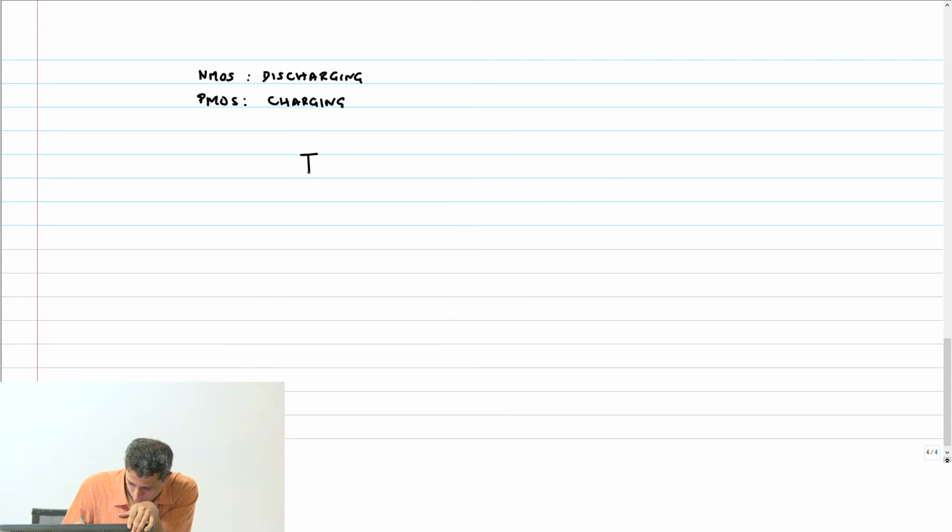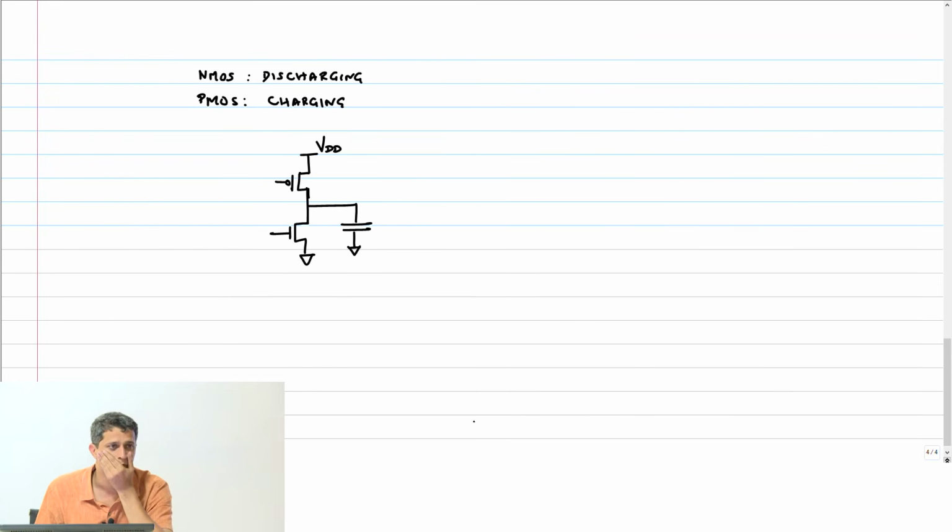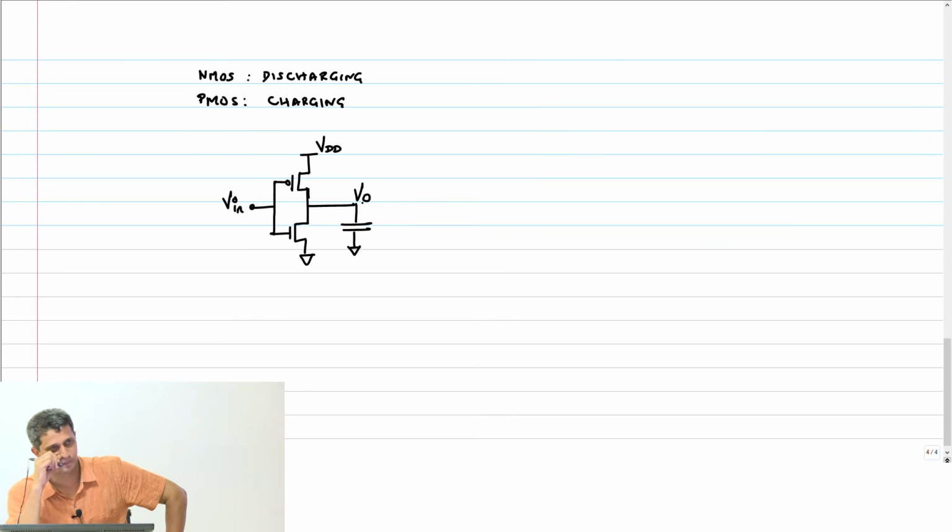So I am going to construct my first logic gate in this course in the following way, okay? VDD, this is my load capacitor that I want to charge or discharge, okay? Now it turns out that I can just short these two together and connect the same input to both of them, right?